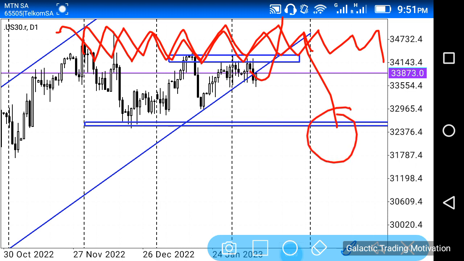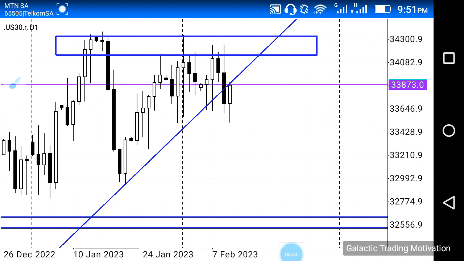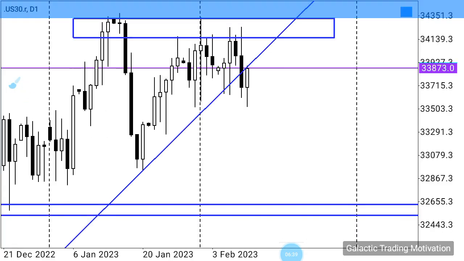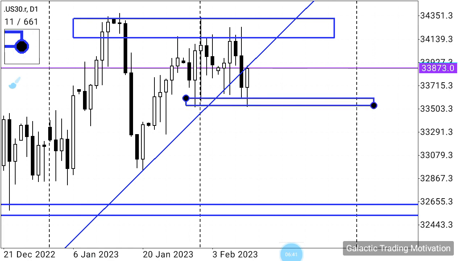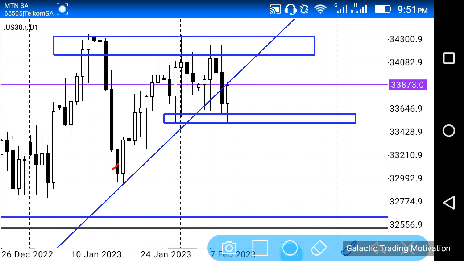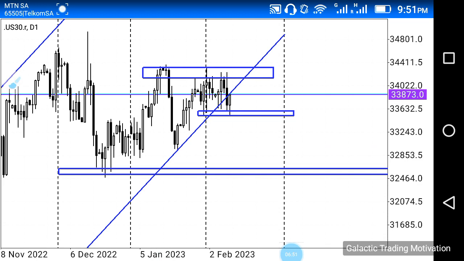So just keep that in the back of your mind as we proceed, guys. Let me just zoom in a bit. So I'm just going to add a neckline for that smaller M structure as well, right? And that's the neckline of this smaller M structure, right? I just hope that what I'm saying is not confusing, guys. Anyway, what else do we see?